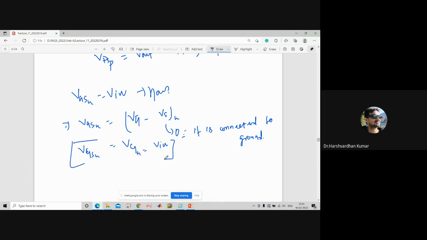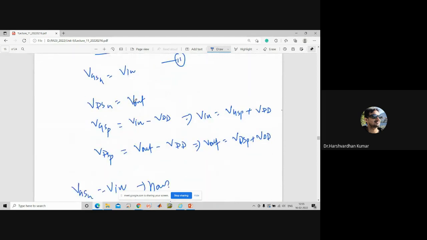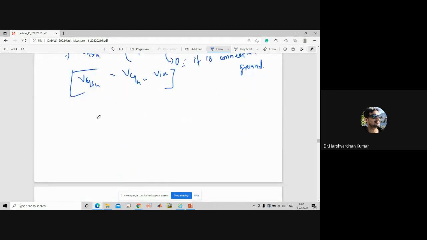Now we have to understand how you can say that VDSN is equal to Vout. We can correlate it this way: VDSN is equal to VDD minus VS of N. We know very well that the source terminal of the NMOS transistor is connected to ground. That's why this is VDD, or you can say Vout.